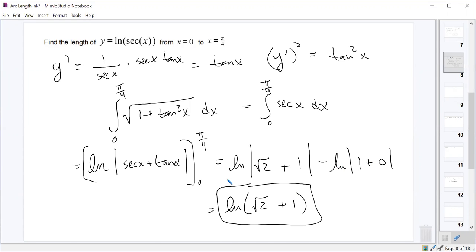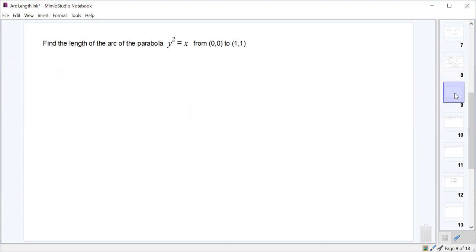We can also do these in terms of y if needed. So let's see if we can find the length of the arc of a parabola y squared equals x, a parabola turned on its side, from the point 0, 0 to the point 1, 1. We could do this either way. We could do it in terms of x or we could do it in terms of y, but we'll do it in terms of y here. So this time, instead of looking for the derivative of y, we're going to look for the derivative of x with respect to y. So dx/dy is what should be 2y.